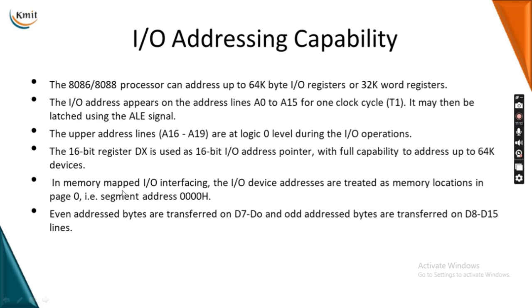In memory mapped IO interfacing, the IO device addresses are treated as memory locations. So it will start from 40H. Even address bytes are transferred on D7 to D0, and odd address bytes are transferred on D8 to D15 lines. This is how your IO addressing lines will be performing the IO operations depending upon the addresses being stored in the memory from A0 to A15.